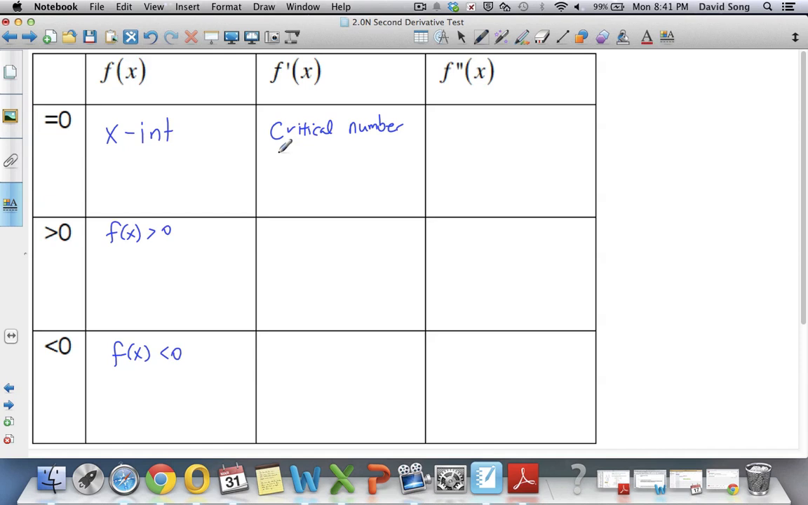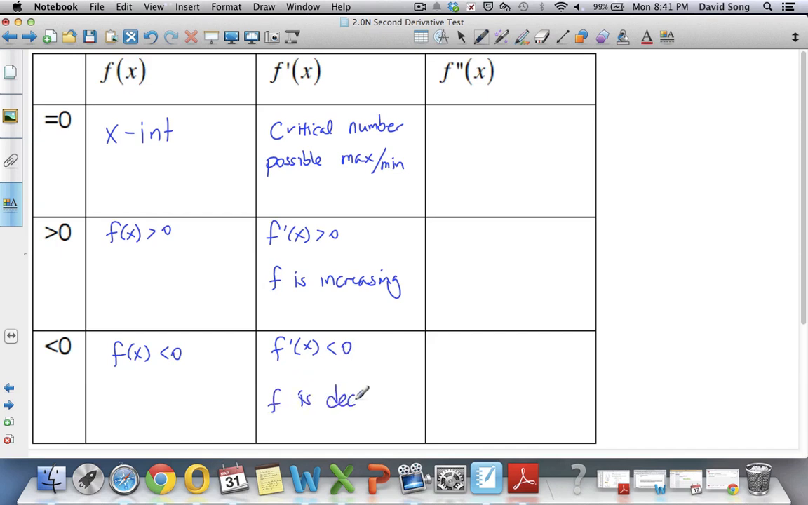And I have a possible max or a min. It's not guaranteed that you're going to have a max or a min, but that's a good place to look. When f prime is greater than 0, f is increasing. When f prime of x is less than 0, f is decreasing. When f double prime is equal to 0, that's a possible point of inflection.